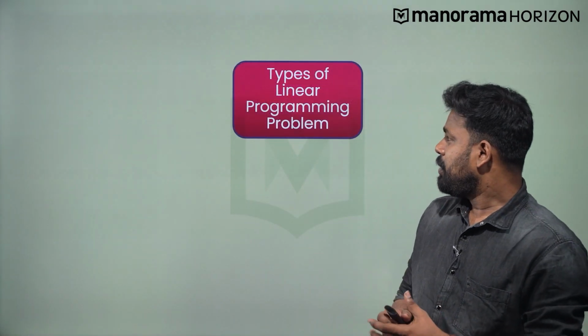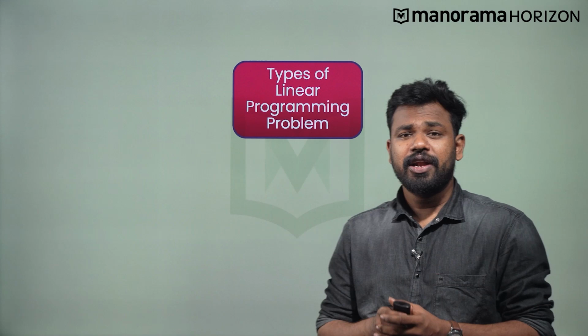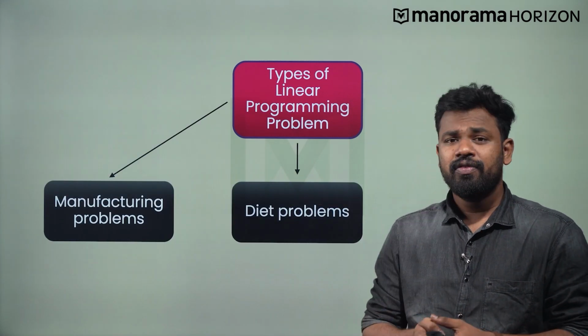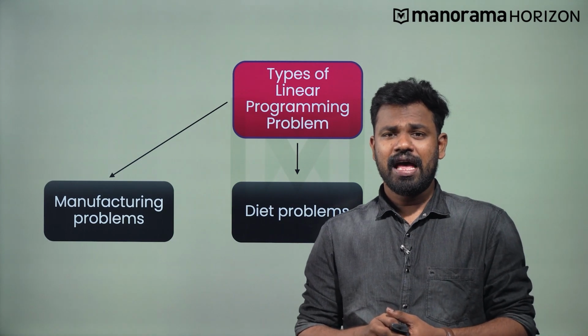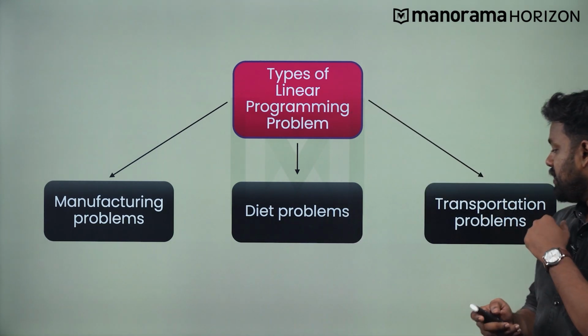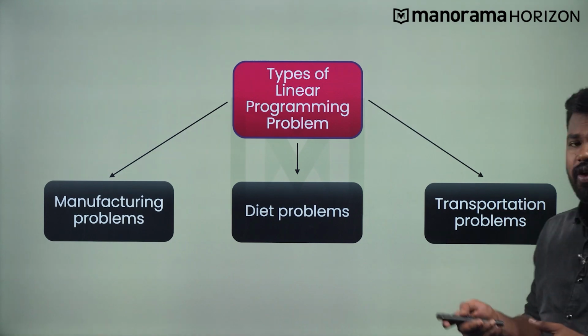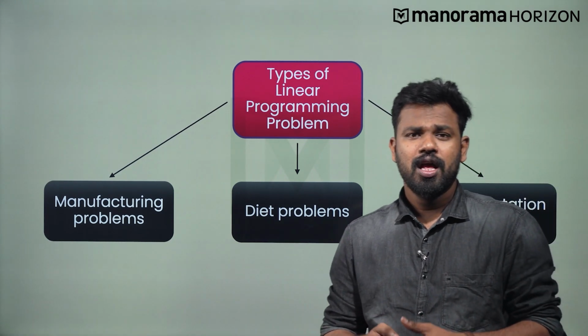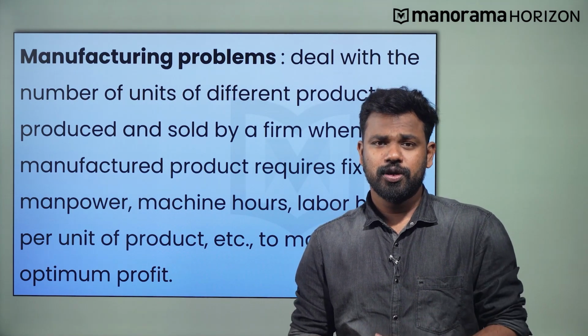Let me explain to you one by one. The first type of linear programming problem that we have here is the manufacturing problems. The second type we have is the diet problems. And the third type that we have is the transportation problems. So we have manufacturing problems, diet problems, and transportation problems. First, we will discuss the manufacturing problems.